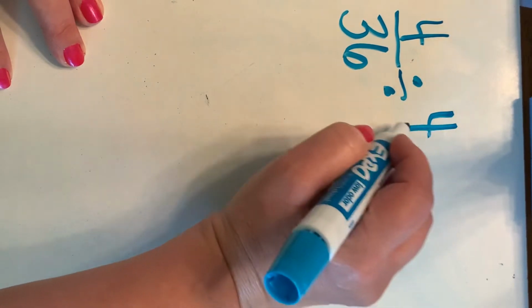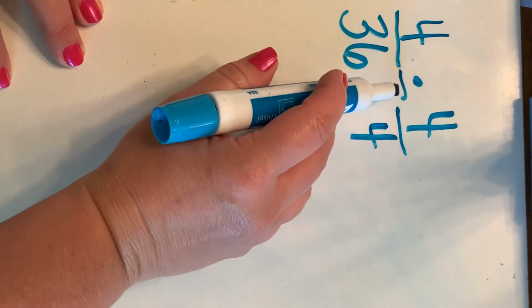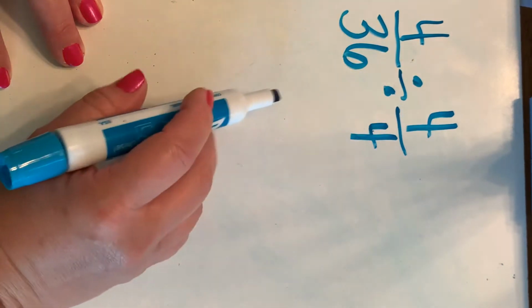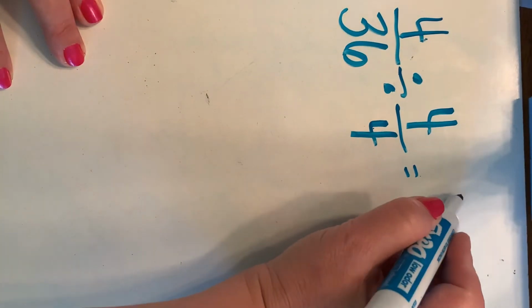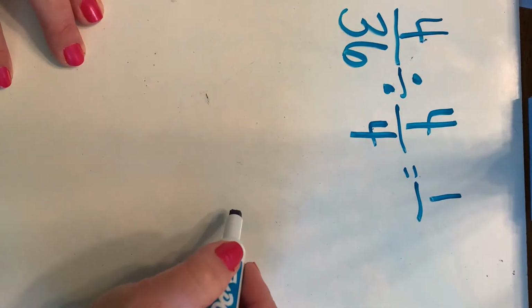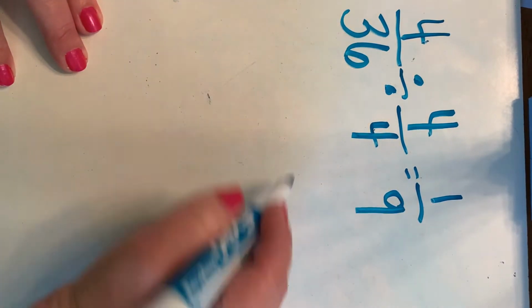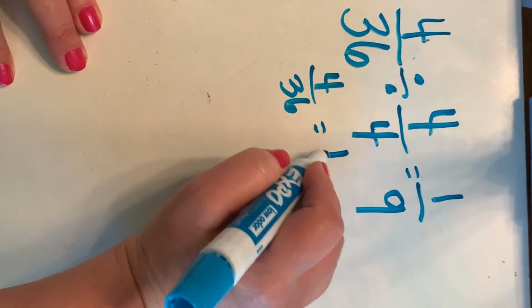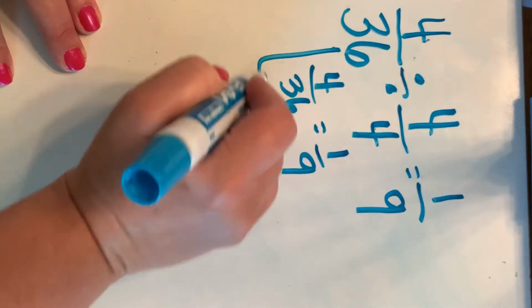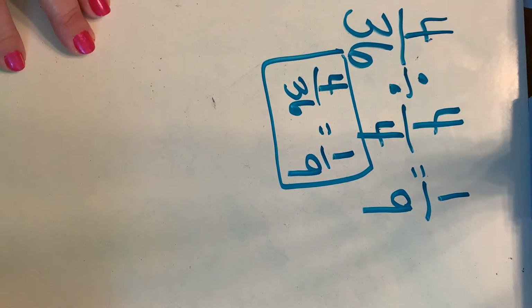So what are we going to do now? Since the numerator will go into the denominator, we're going to divide by our numerator, which is 4. All right? So 4 divided by 4 is 1. 36 divided by 4 is 9. So your final answer is 4/36 equals 1/9. That would be your final answer. Okay, let's do another one.